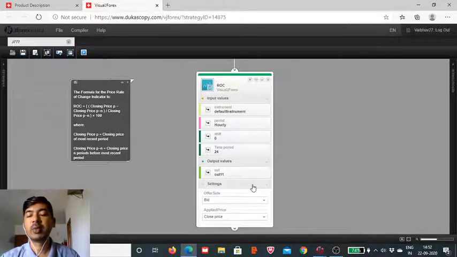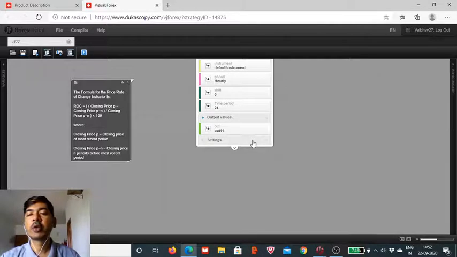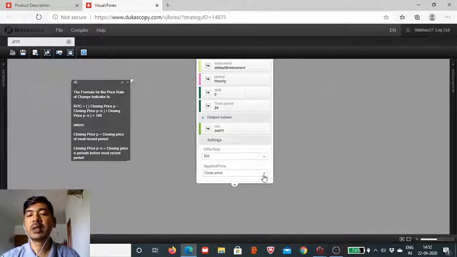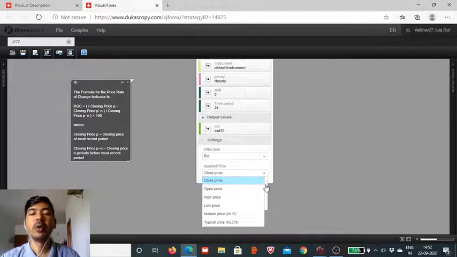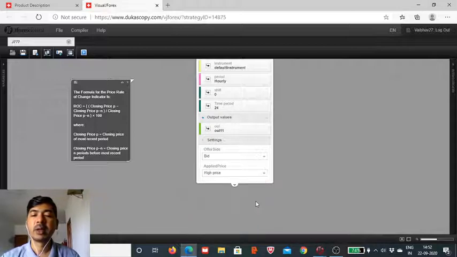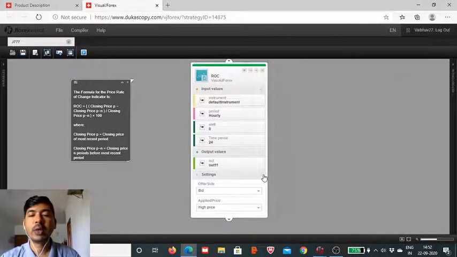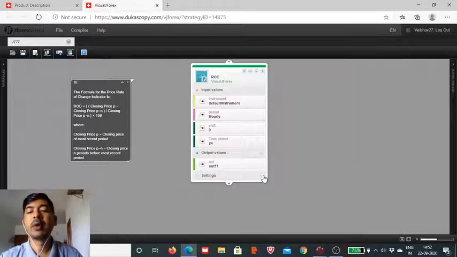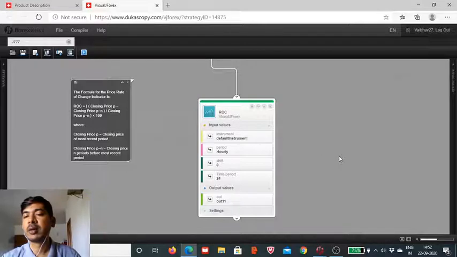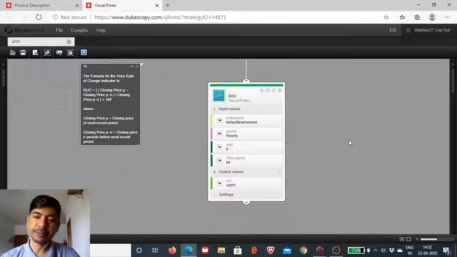And as I explained to you on the chart also, you can make the changes in applied price. So these options are available here for closing price, open price, high price, low price, median price, the typical value. So we have to choose what kind of ROC output value we need for our algorithmic setup, and we can choose that applied price.